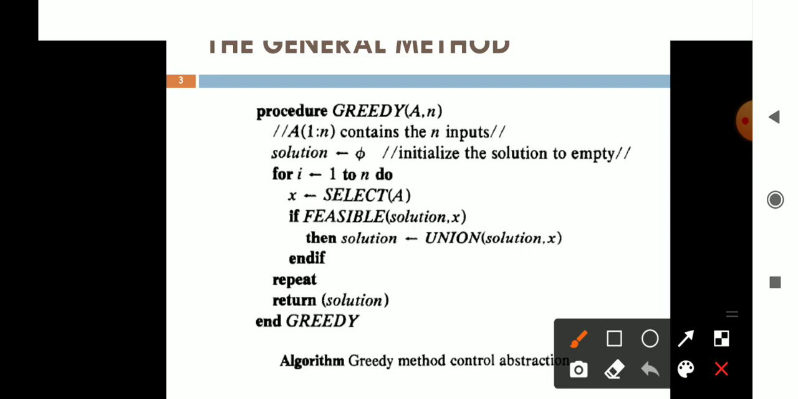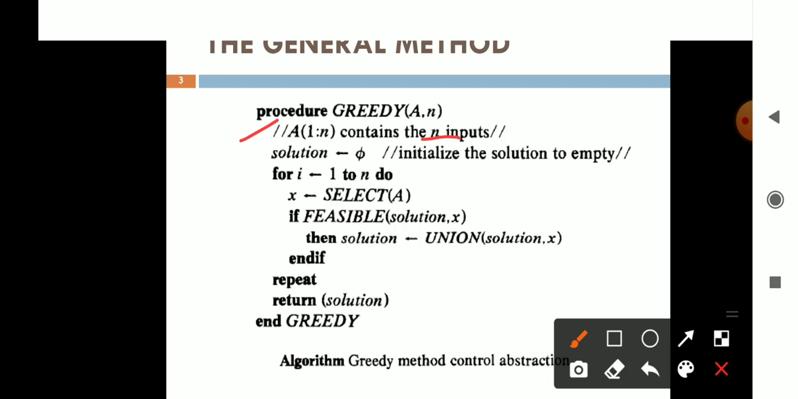Just let's start with this procedure. Here the procedure is given, that is greedy. Now here A is the set of inputs. Here A is denoted by 1, 2, ..., n, that contains the n inputs here. So n inputs are there. So A is the set, and in that we are having n number of inputs.